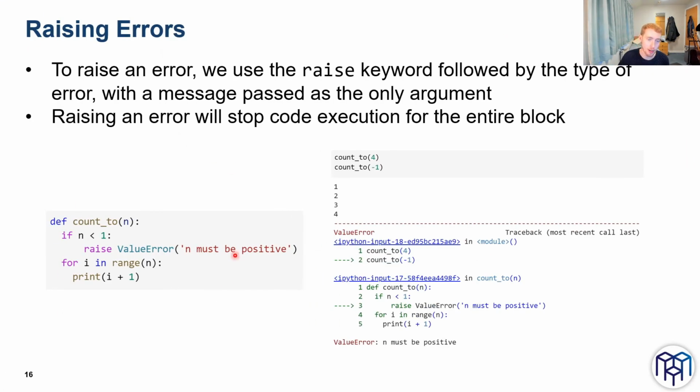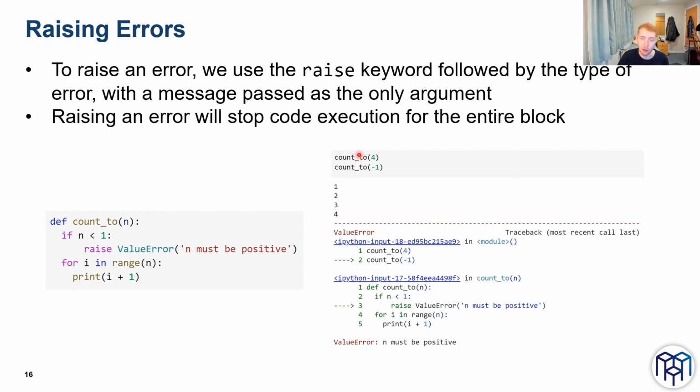And so, for example, we could create a function here. It's called count2. And if everything works correctly, we're going to just count from 1 all the way up to that number. Now, for that to work, we have to assume that the inputted number is positive or bigger than 1 at least. And so what we're going to do, we're going to say if n is less than 1, then raise a value error with the message n must be positive. And so we just put that in brackets with some text here to say what the error was.